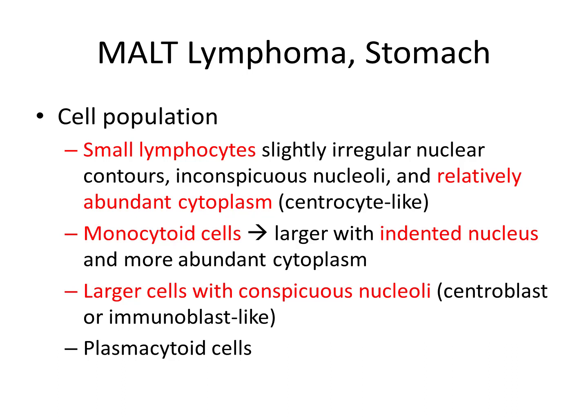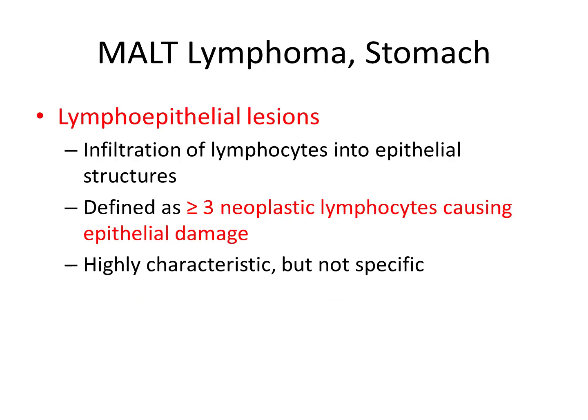In contrast, the larger cell population is considered to be centroblast-like. These cells typically have conspicuous nucleoli. An important feature of MALT lymphoma is the so-called lymphoepithelial lesion, which refers to infiltration of lymphocytes into epithelial structures and is defined as 3 or more neoplastic lymphocytes causing epithelial damage. This is a highly characteristic finding, but is not specific.